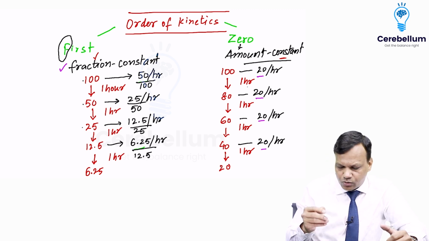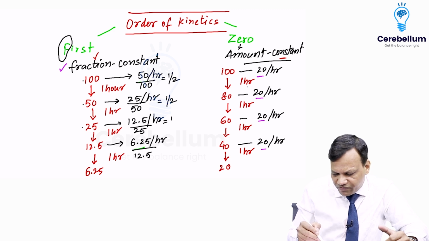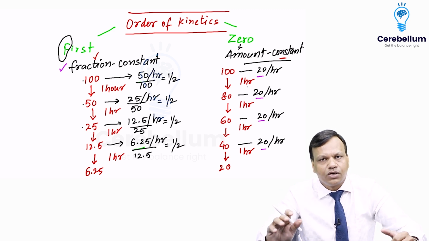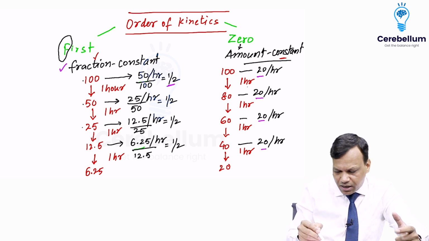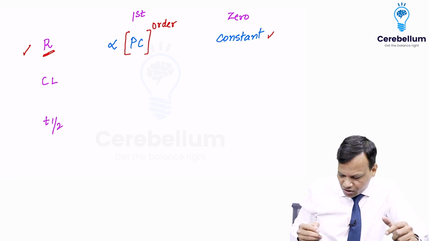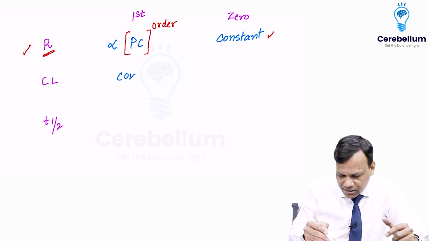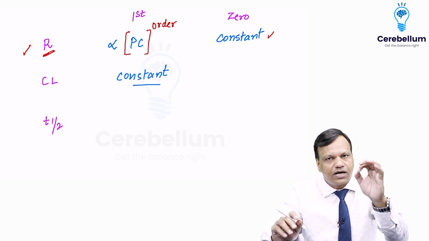So if we divide the two, 50 by 100 becomes 1 by 2, 25 by 50 becomes 1 by 2, 12.5 by 25 is also 1 by 2, and 6.25 by 12.5 is also 1 by 2. So what we note is that whatever may be the plasma concentration, the clearance remains the same. Or safely we can say in first order kinetics, clearance is constant.